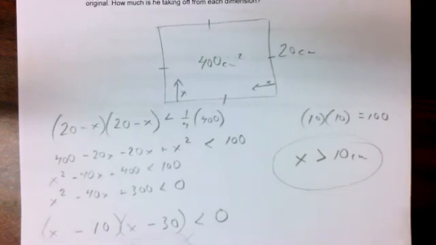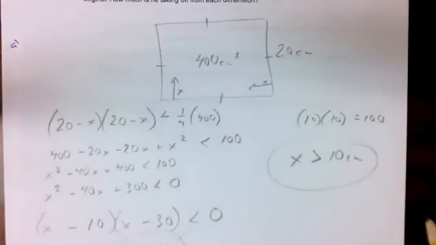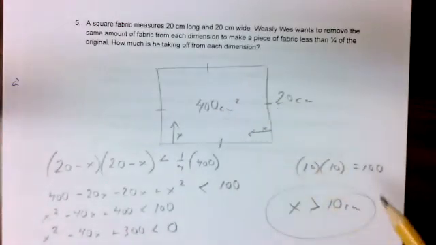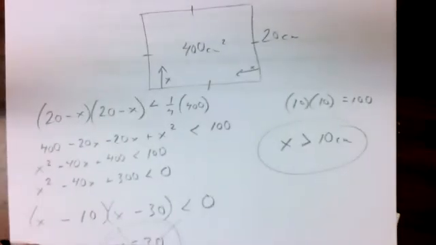How much is he taking off from each dimension? 10. 10 off the length, 10 off the width. And I know the textbook, I guess, would have had it as 5, like 5 from each side. If you want to do that, that's fine. Just be clear, please, in what it is you're saying.